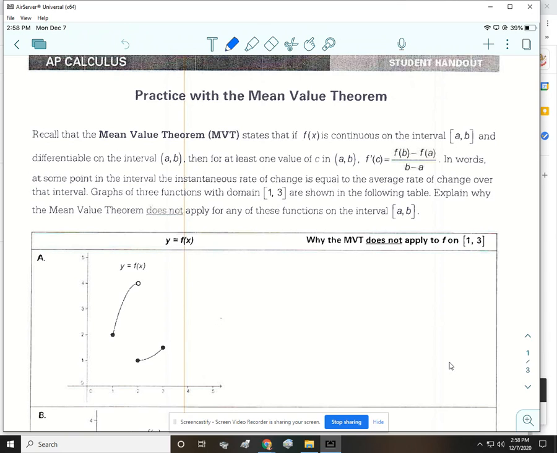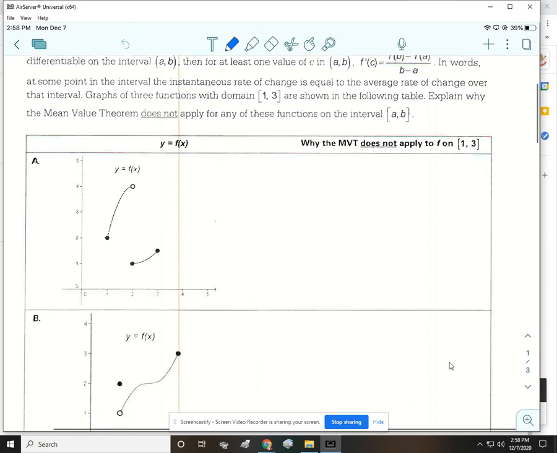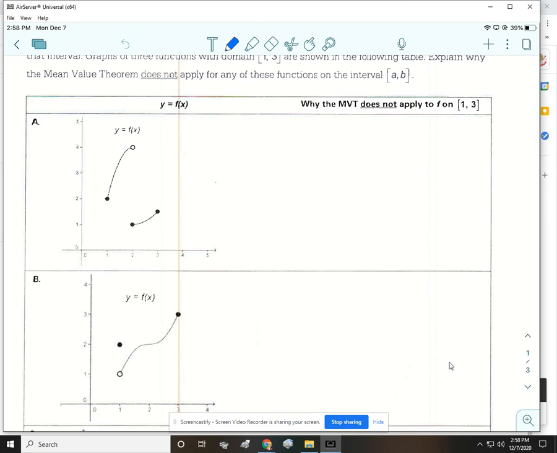So on the front of this, we have some graphs with the domain from 1 to 3. And we're going to explain why the mean value theorem does not apply for any of these functions on that interval. All right, so for 4a, there is a break in the graph. There is a jump discontinuity. And so for the mean value theorem to be applicable, the function must be continuous on that closed interval.